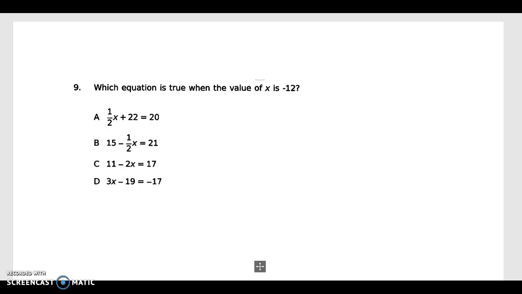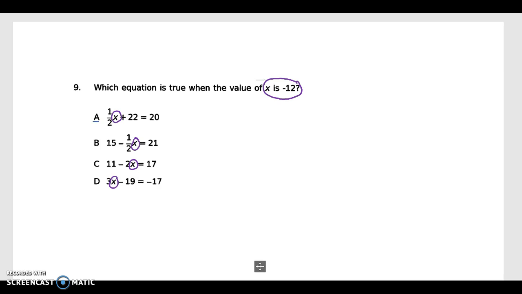So we are continuing our test corrections. On this one it says, which equation is true when the value of x is -12? So what we're going to do is take x and plug it in. So -12, we're going to plug it in for x in each of these situations. So let's start with A.